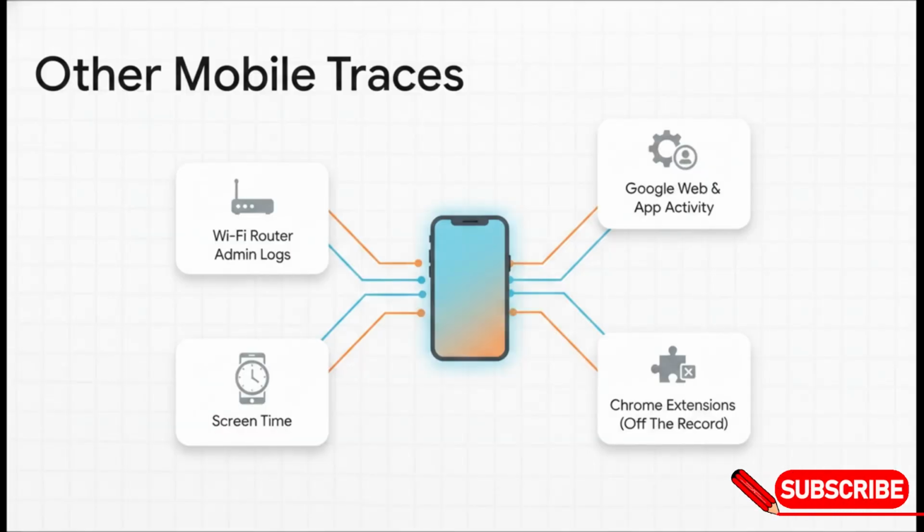But it's not just safety apps. Your mobile footprint leaves a trail in a few other sneaky places. If you're logged into a Google account, your web and app activity might be recording your searches. Got an iPhone? Well, if Screen Time website activity is turned on, it's logging those domains. And anytime you're on Wi-Fi, your router's admin logs are tracking your device and where it goes. There are actually even Chrome extensions, like Off the Record, that are specifically designed to save your incognito history.